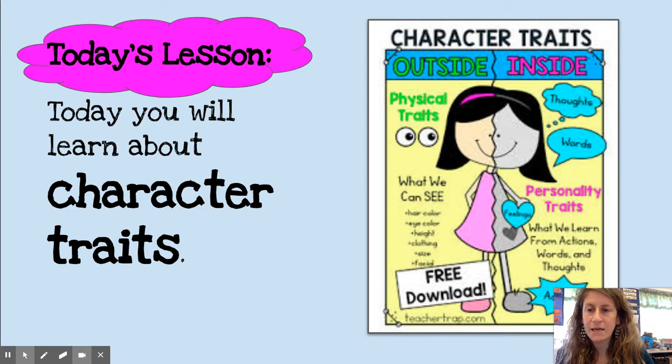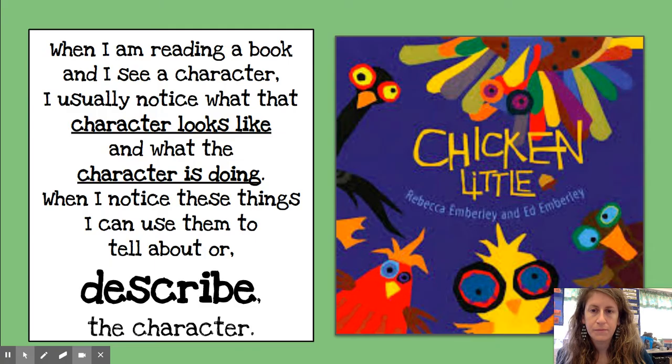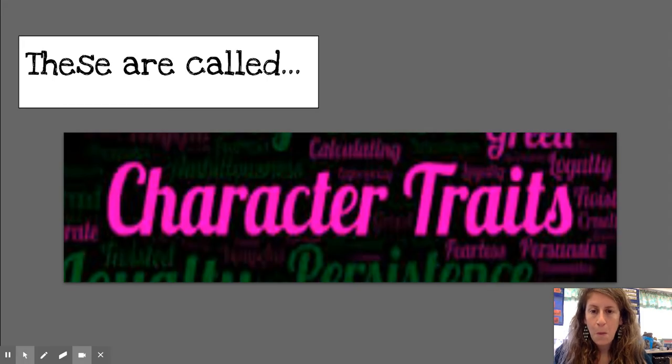In today's lesson, you will learn about character traits. So when I'm reading a book and I see a character, I usually notice what that character looks like and what that character is doing. And when I notice what the character looks like or what the character is doing, I can use these things to help me tell about the character or describe the character. So when I describe something, I'm telling about it. These are called character traits.